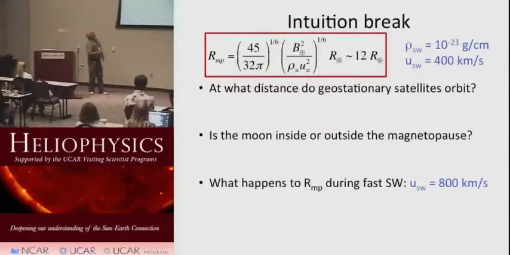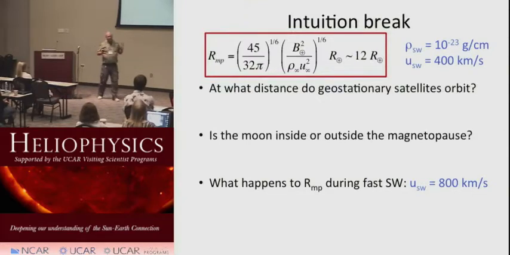Okay? If I put in some numbers here, that's about 12 Earth radii. This is for a solar wind speed of 400 kilometers per second. We saw that that's a pretty typical solar wind speed. And a solar wind density of about 10 to the minus 23 grams per cubic centimeter. Very low density. We're very far away from the sun. Okay, so I get about 12 Earth radii.